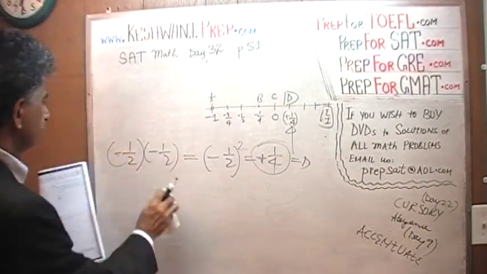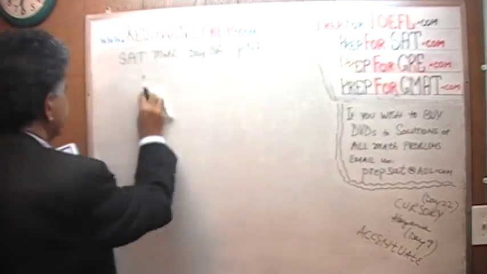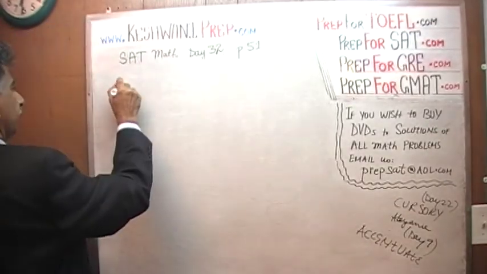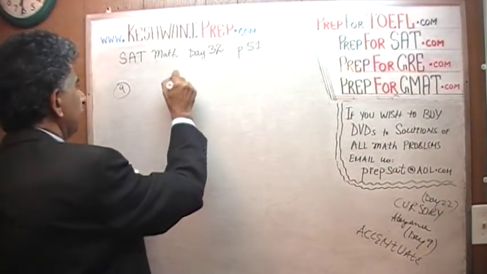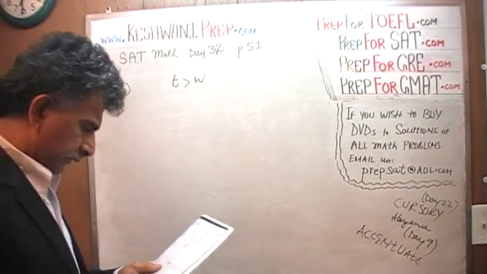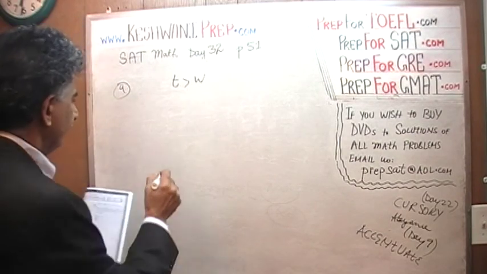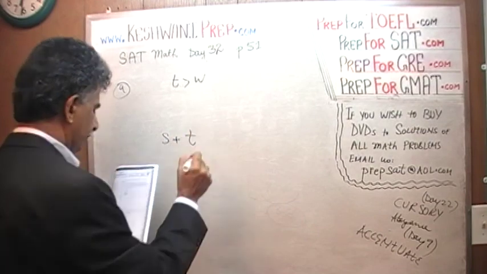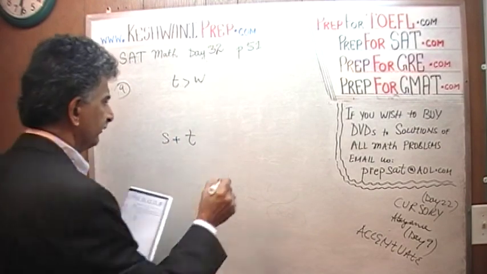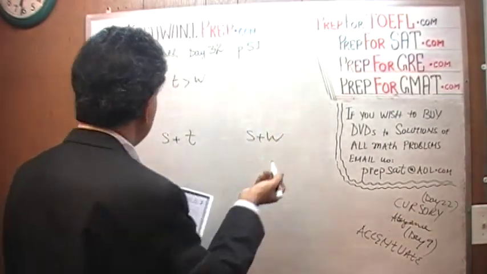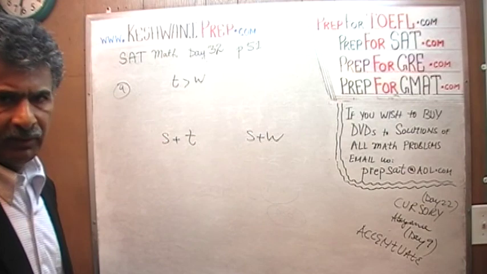Number 9. Question number 9. We are told that T is more than W. How much greater is the sum of S and T than the sum of S plus W? Well, look, you could plug in numbers if you wanted to, but it's a very straightforward word problem.